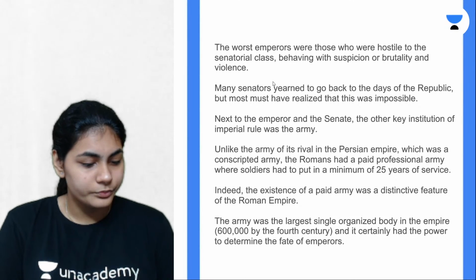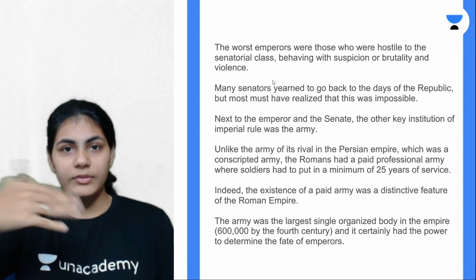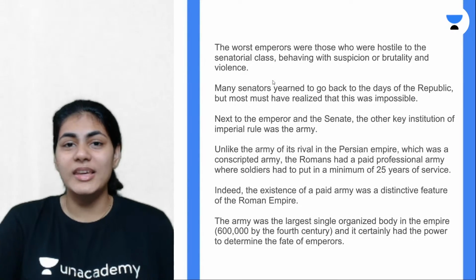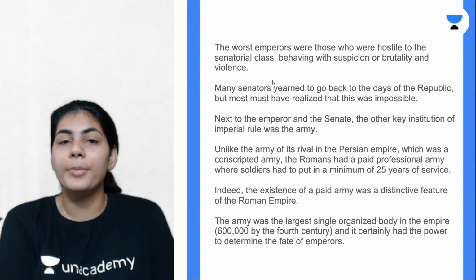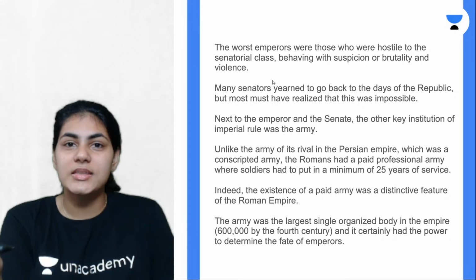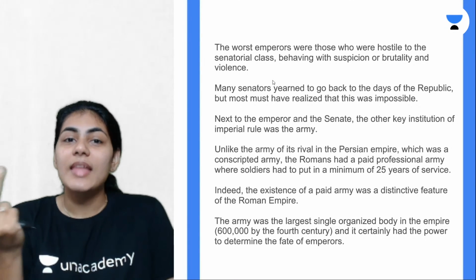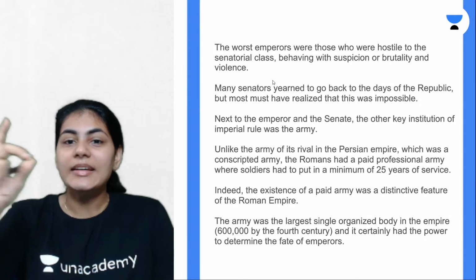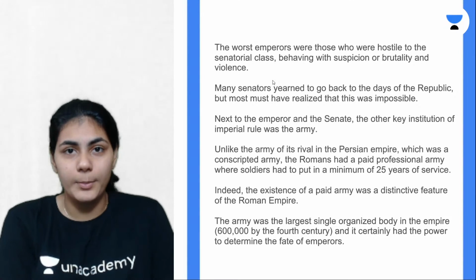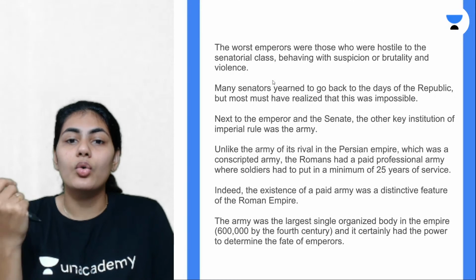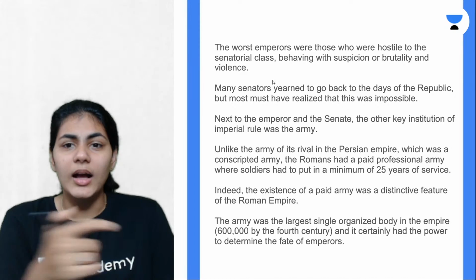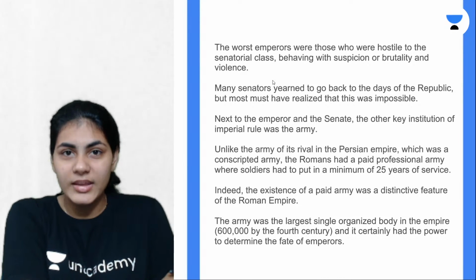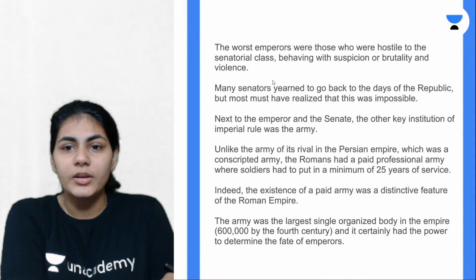Now we've looked at two key actors of the Roman Empire: number one, the king or the emperor himself, and number two, the aristocracy or the senatorial class. There is another important category of people, which is the army. Very, very crucial. So we'll talk a little bit about the army of the Roman Empire.